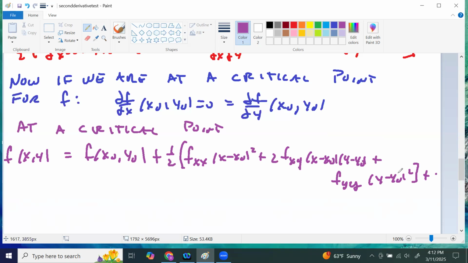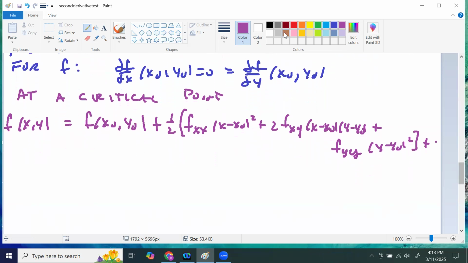All right. And I'm going to not pay too much attention to this constant because you can always just subtract a constant and just get the variable part of the function here. But at a critical point, this is your first non-constant term, and that's going to determine how your function behaves. And now we're going to work toward getting the second derivative test.